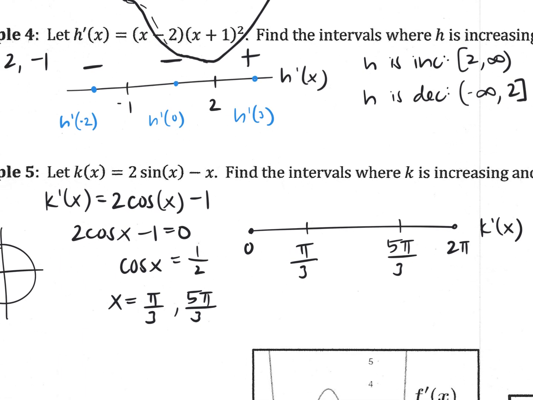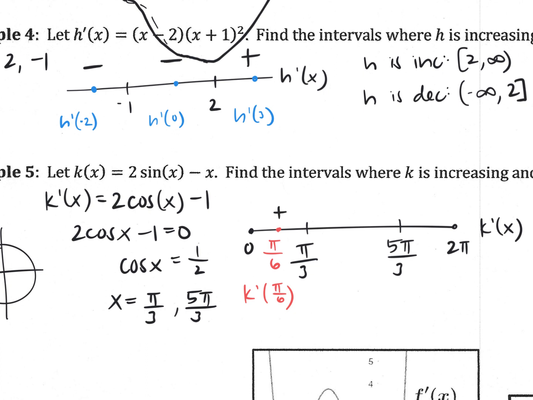If I plug in a point in between 0 and pi over 3, we got to think about what value is in between 0 and pi over 3. Pi over 6. Let's do pi over 6. If I plug that back into my derivative, k prime of pi over 6, 2 times cosine of pi over 6 is going to give me a positive, and then minus 1 is going to give me a positive number.